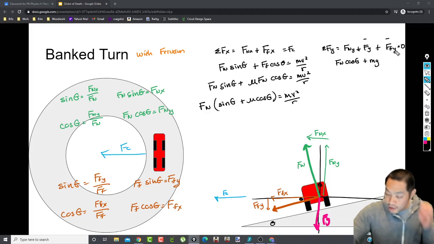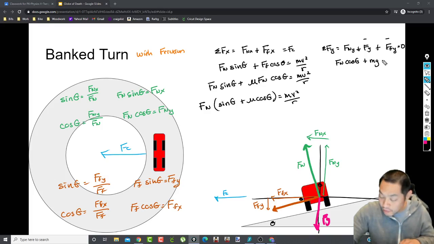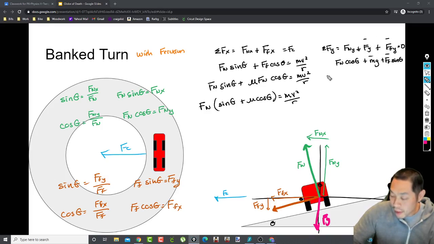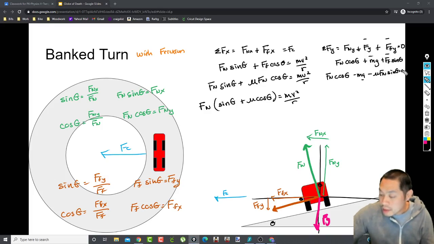And then Ffy is force of friction sine theta. Okay. Now, like I said, this is negative, so I'm going to rewrite it with that. Fn cosine theta minus mg minus mu Fn sine theta equals 0. Ooh, 0. Okay. Mr. Singh? Yes.